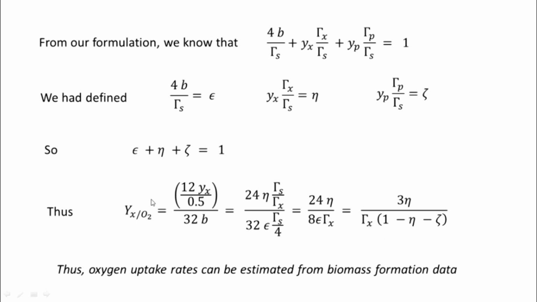So finally we have gotten the yield coefficient of cells with respect to oxygen as 3 eta divided by gamma X times 1 minus eta minus xi. So it is in terms of all the generalized parameters for which we have some thumb rule numbers. Therefore, oxygen uptake rates can be estimated from biomass formation data. We already know gamma X, eta and xi. You can look into the literature to find some estimates, and those estimates can be used.